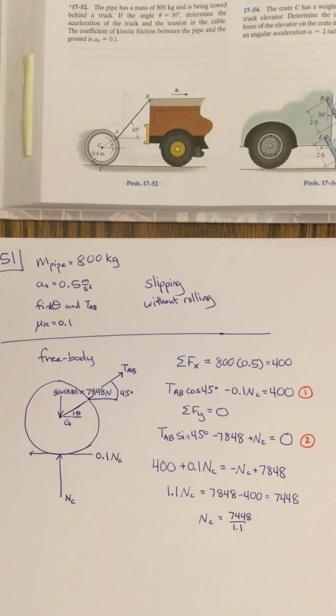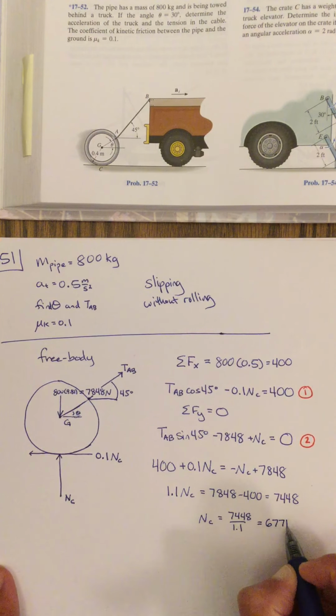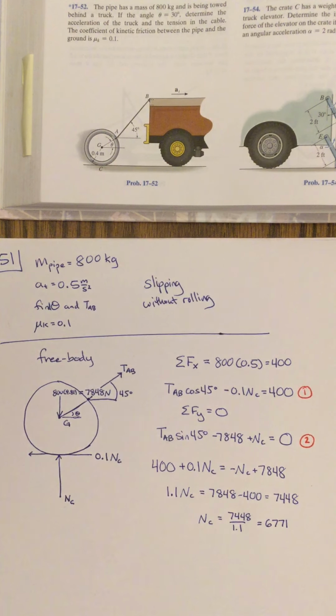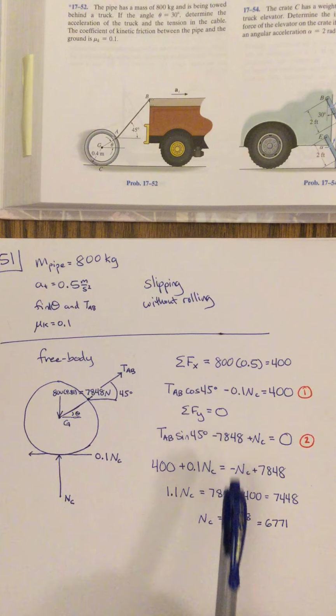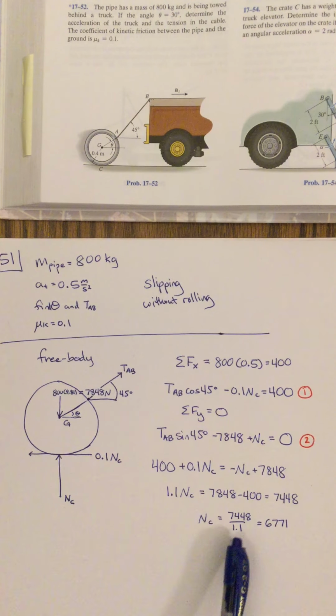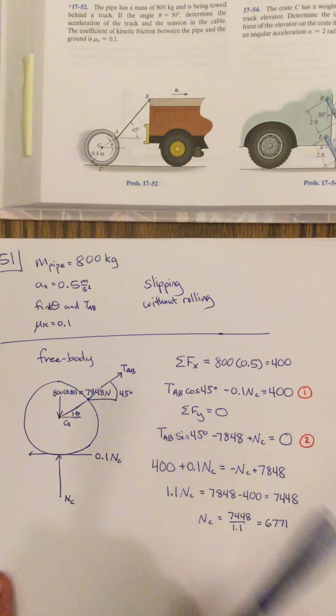And you get 6,771. Okay, we weren't asked to find that, but now that we have that, we can go back either to equation 1 or equation 2 and figure out what the tension is. Let's use equation 2.